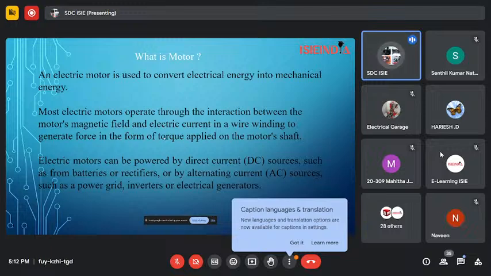Electric motors can be powered by both direct current as well as alternating current. There are DC sources like batteries and rectifiers, and there are alternating current AC sources such as power grids, inverters, and electrical generators. In electric vehicles, we are mostly using batteries as a power source, so we mostly use DC source electric motors there. And for household or industrial applications, we are using AC motors.